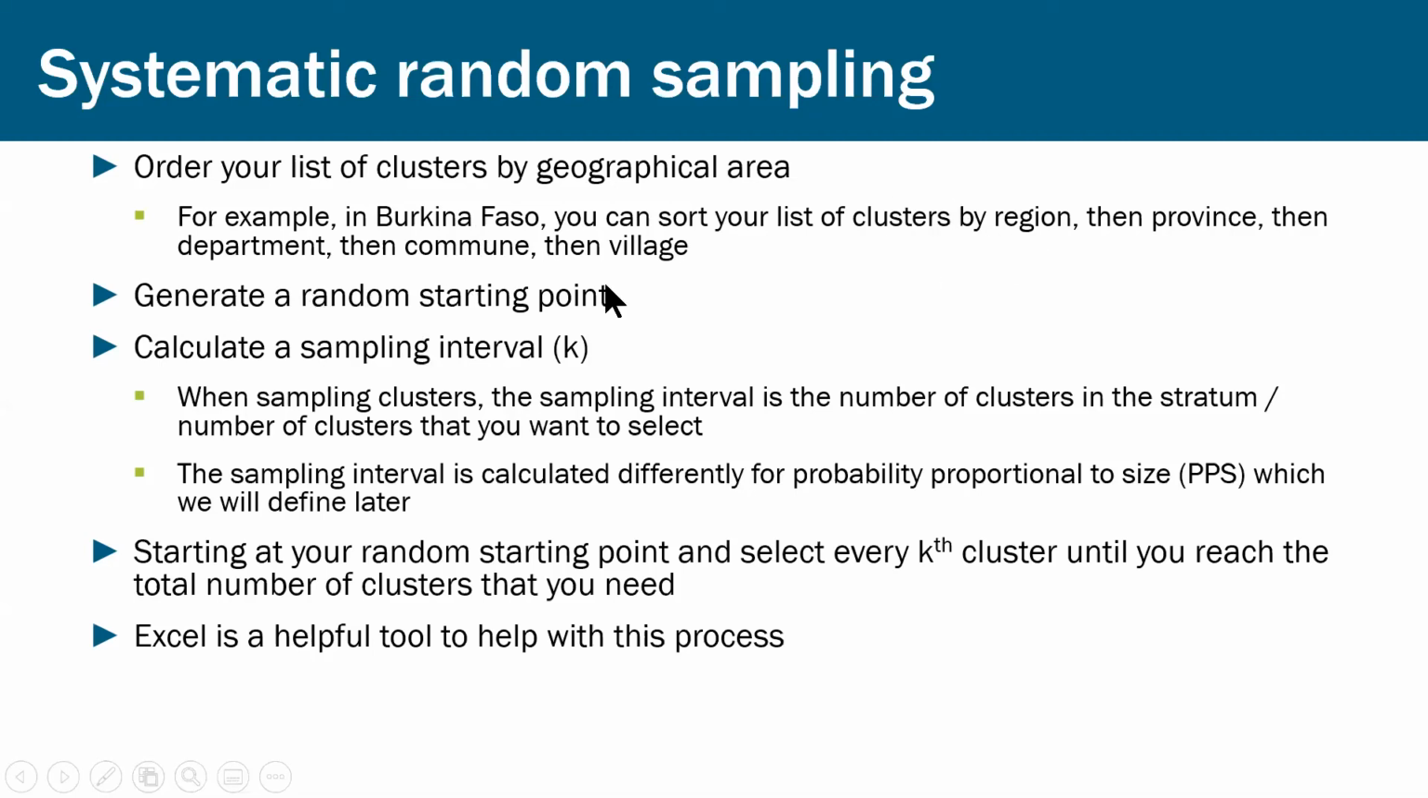And then we would generate a random starting point and calculate a sampling interval K, which is just the number of clusters in your stratum divided by the number of clusters that you want to select. This is calculated differently for probability proportional to size, so we'll talk about that later. And then you start at your random starting point and you select every kth cluster until you reach the total number of clusters that you need. Excel is useful with this process. So this is the normal process.